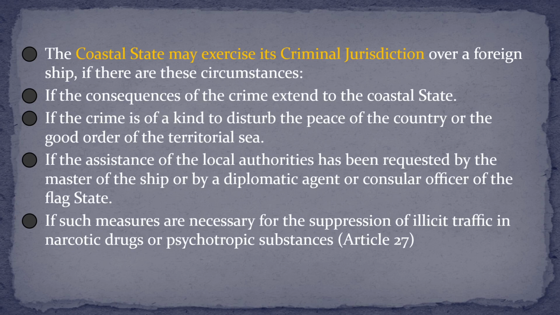Number one, if the consequences of the crime extend to the coastal state, so if the consequence of the crime actually falls in the coastal state, they can use criminal jurisdiction. Number two, if the crime is of a kind to disturb the peace of the country or the good order of the territorial sea, also affecting the territorial sea or the territorial country. Number three, if the assistance of the local authorities has been requested by the master of the ship or by a diplomatic agent or consular officer of the flag state, and if such measures are necessary for the suppression of illicit traffic in narcotic drugs or psychotropic substances, as provided in Article 27.